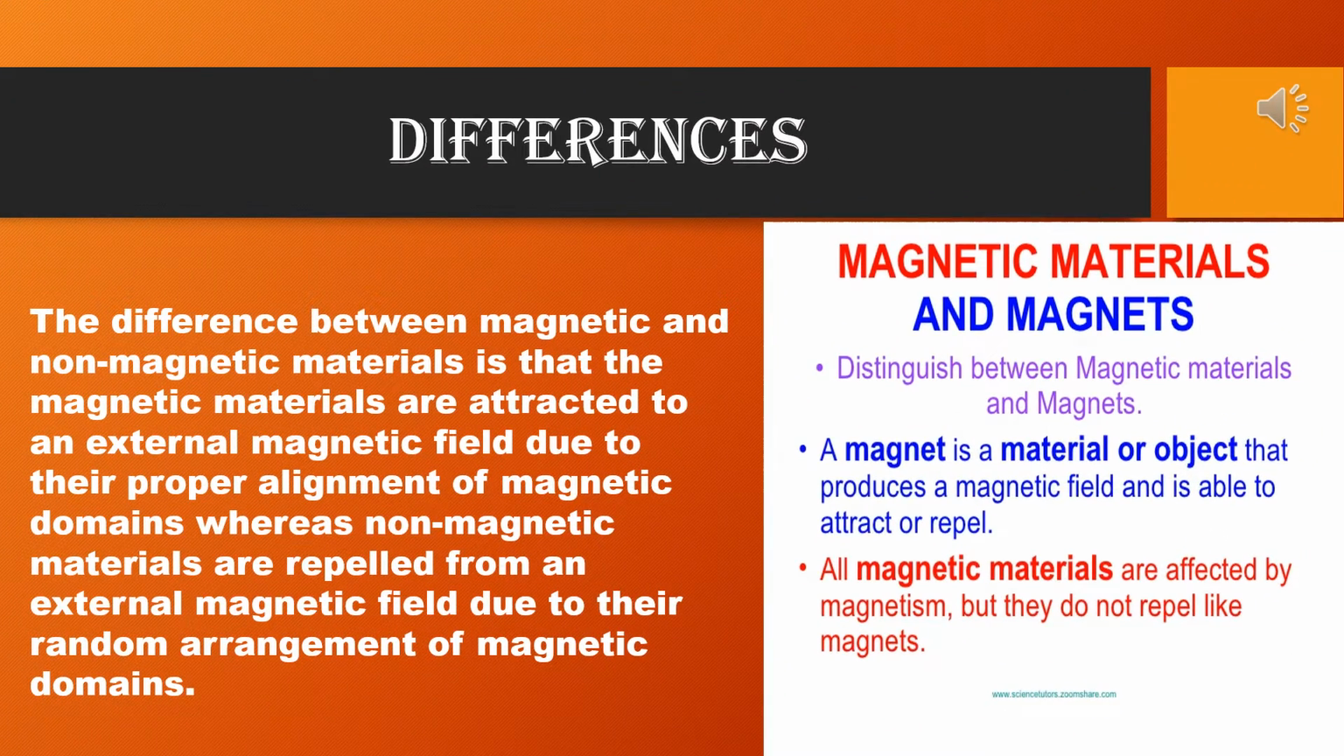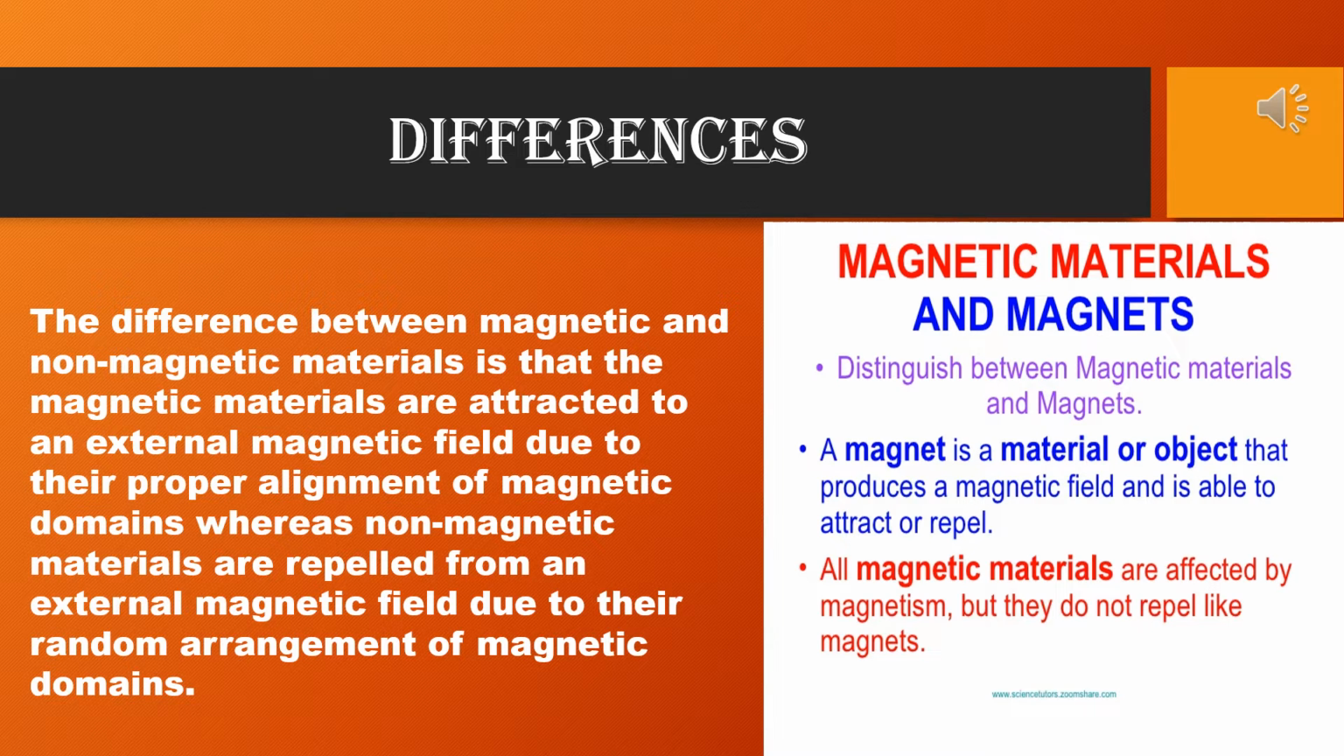Now, the differences. The difference between magnetic substances and non-magnetic materials is that the magnetic materials are attracted to an external magnetic field due to their proper alignment of magnetic domains, whereas non-magnetic materials are repelled from an external magnetic field due to their random arrangement of magnetic domains.